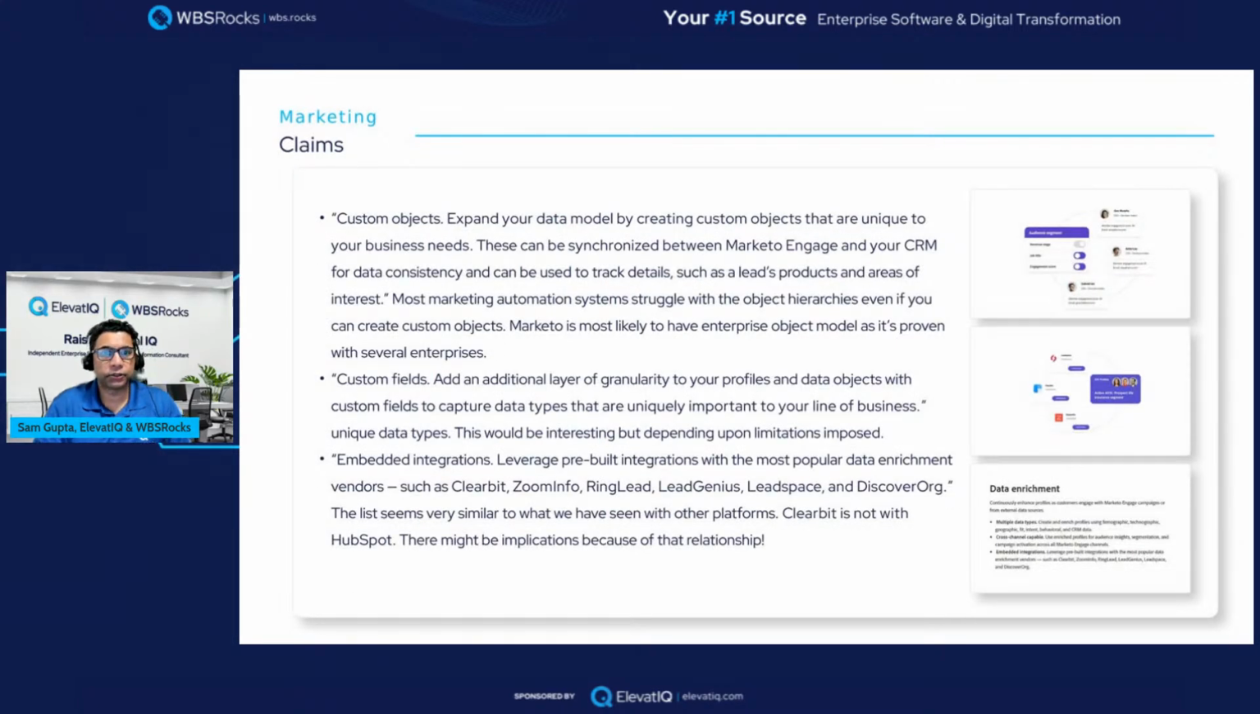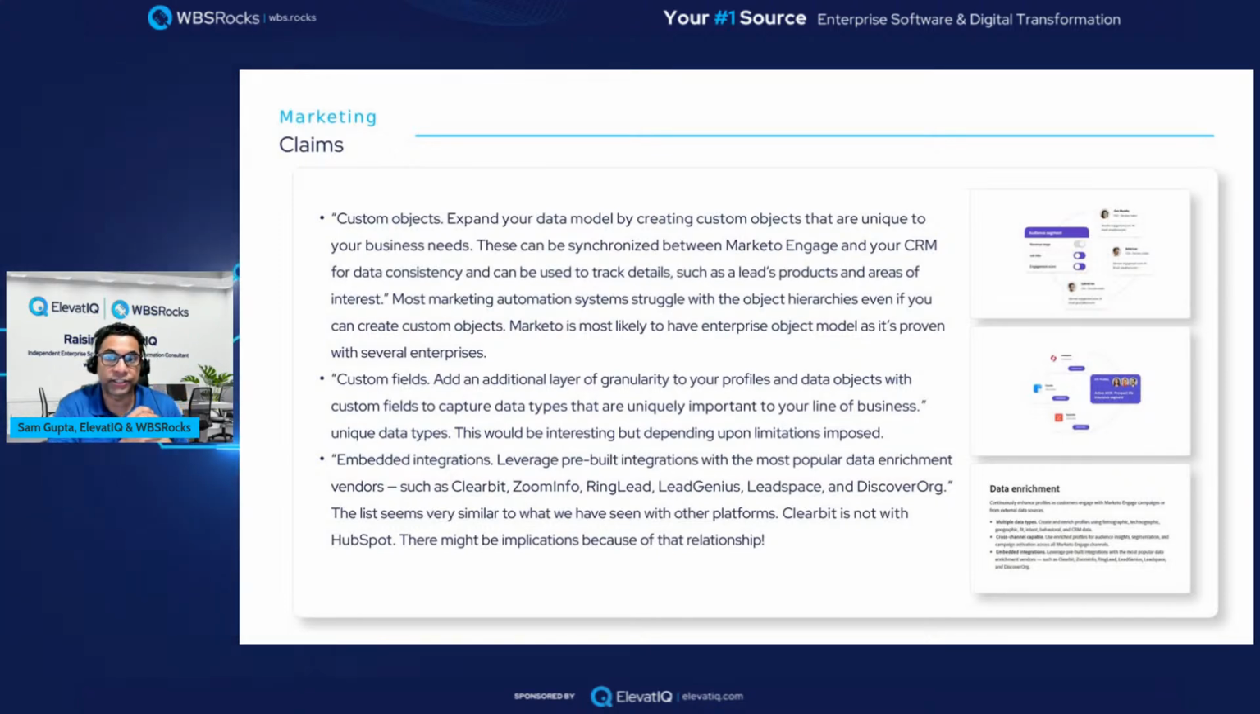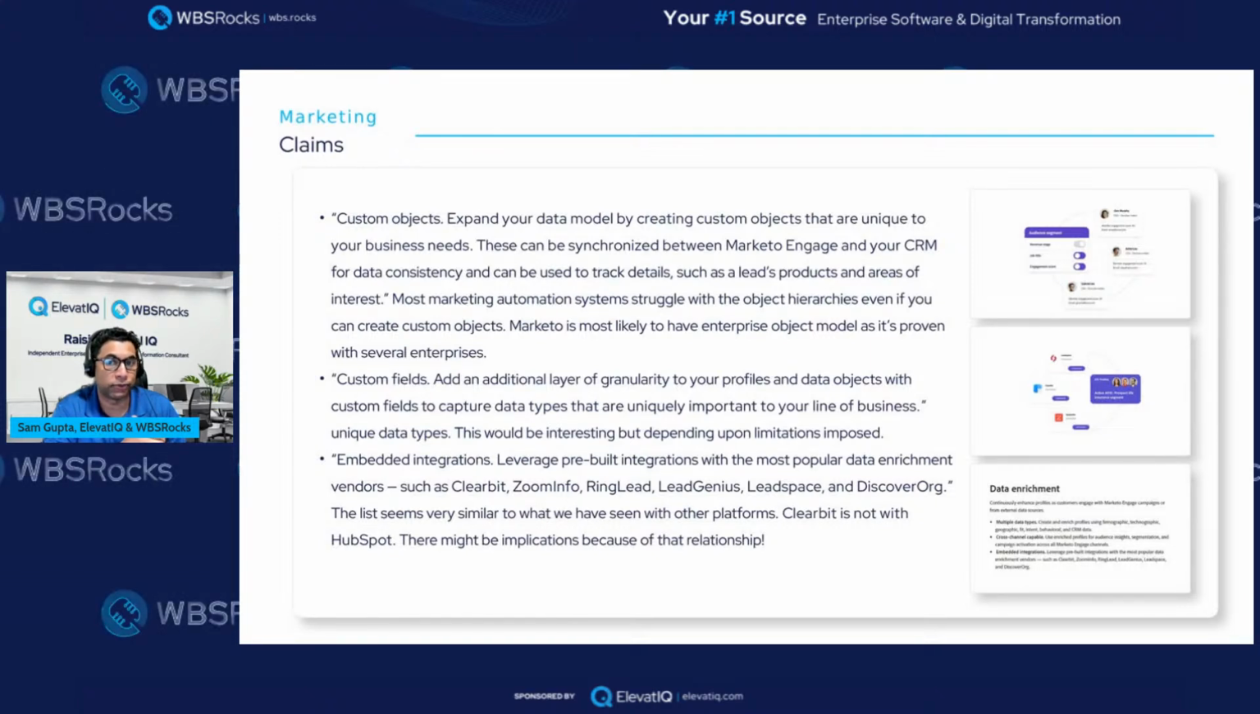So now let's touch on some of the marketing claims. Here, for example, they have claimed on custom objects that you can expand your data model by creating custom objects that are unique to your business needs. These can be synchronized between Marketo Engage and your CRM for data consistency and can be used to track details such as a lead, products, and areas of interest.